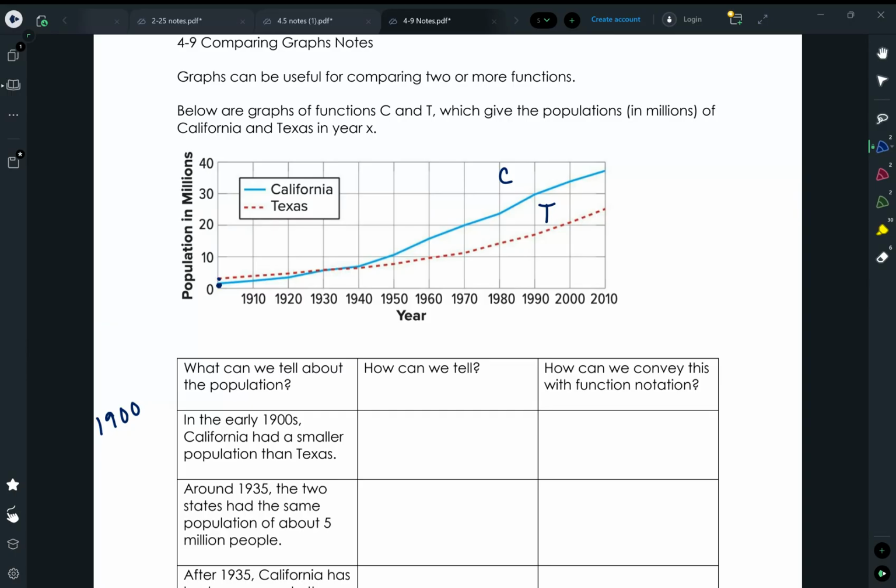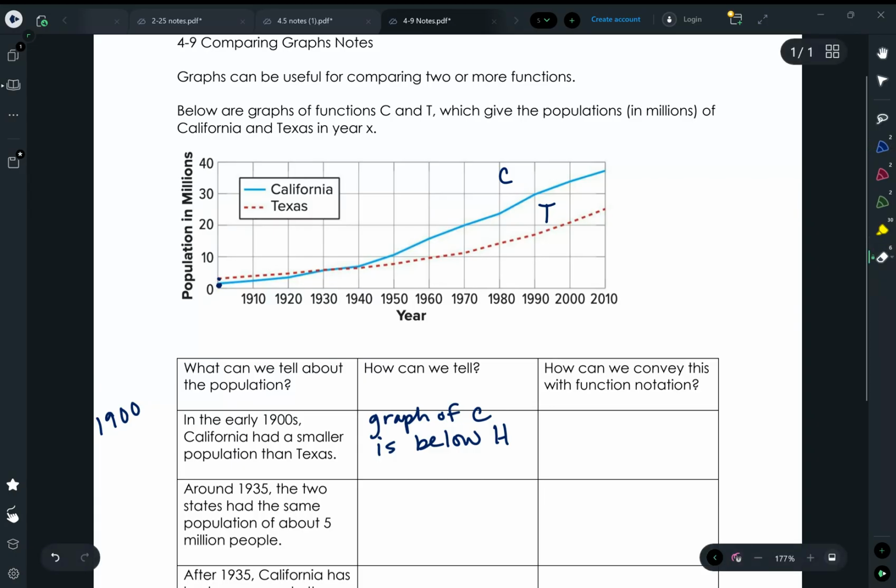So yes, we can tell that because the graph of C is below T. Remember, our height is our population, so the higher your y value is, the higher the population. So graph of C is below T. I don't know why I wrote an H just now, so let's fix that and make that a T. So C is below T. Oh, because I was thinking height, that's why.